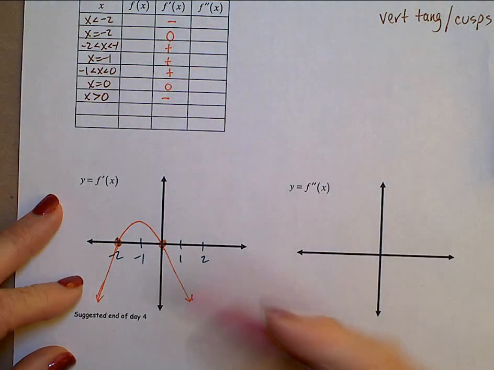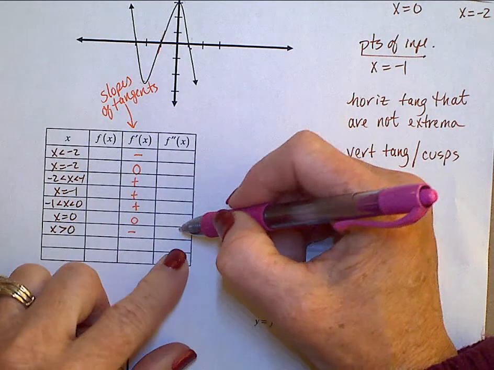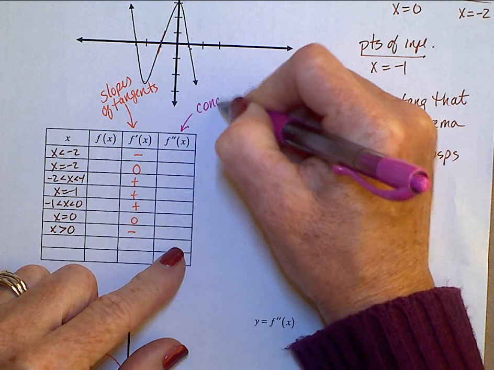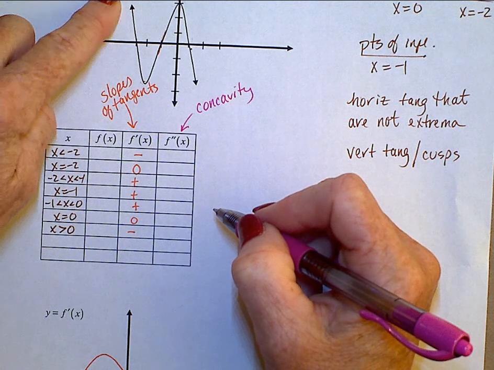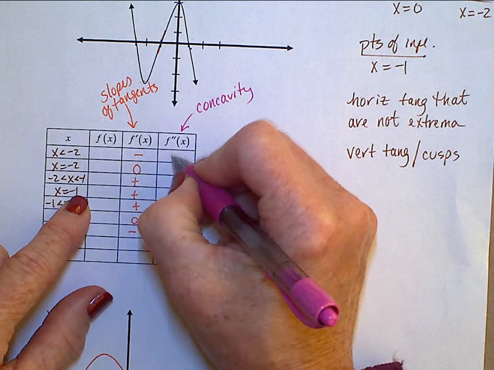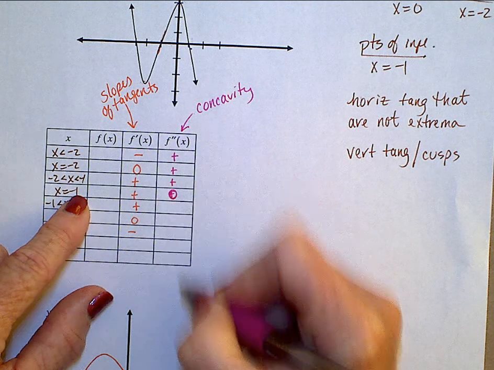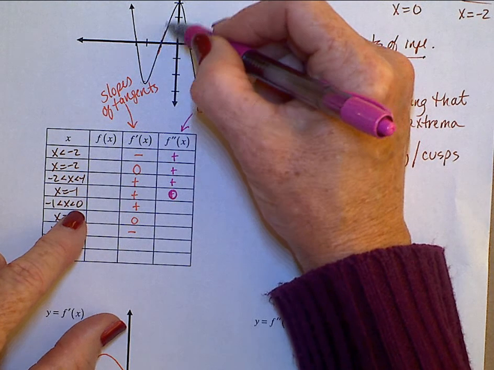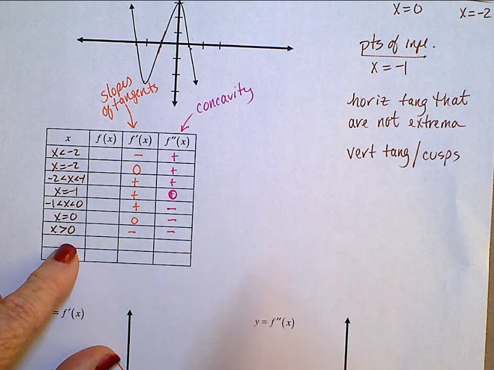All right, let's look at f double prime now. F double prime, reading that from an f of x graph, you are going to read concavity. And this graph of f of x is concave up all the way until x hits -1. So positive, positive, positive, oops, at -1, 0, that was one of our points of inflection. And then after x is -1, f of x is concave down, so f double prime is negative.